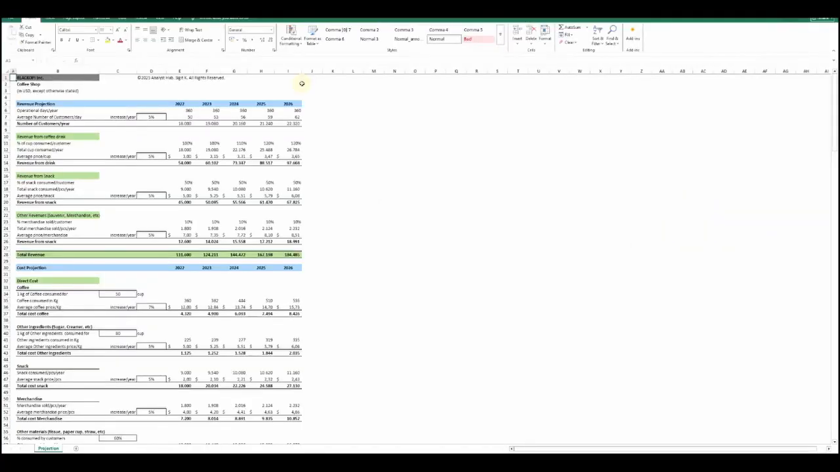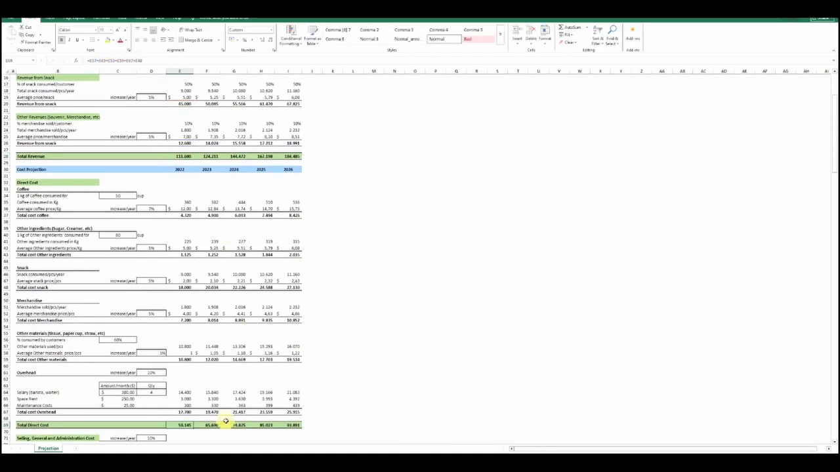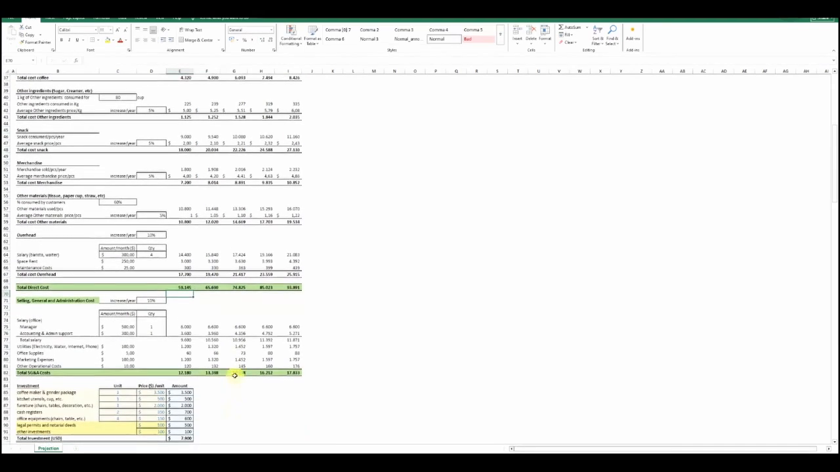At the beginning, there's the revenue projection. So, let's just take a look at the total revenue, which comes from several sources like coffee drinks, snacks, and other income. Similarly, for direct costs, there are also several components like coffee costs, other ingredients, snacks, and other expenses, including overhead. Next, we move to administrative expenses, things like office supplies, marketing, and salaries for staff and management.